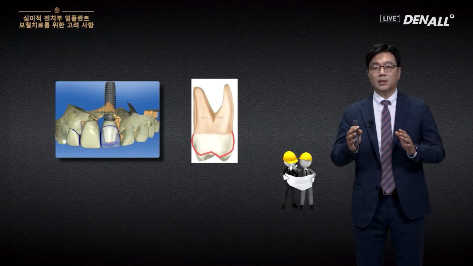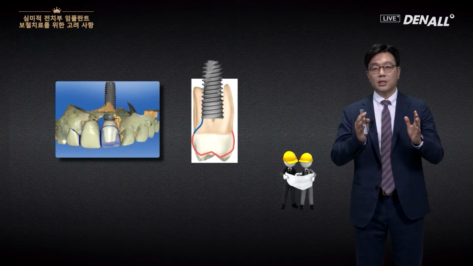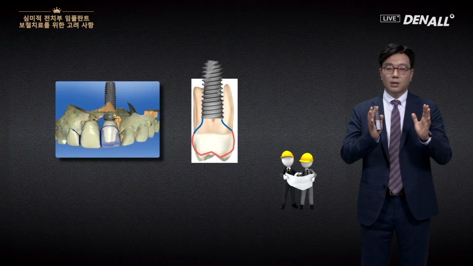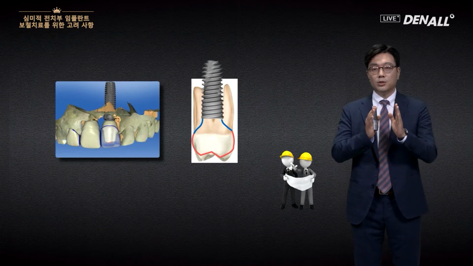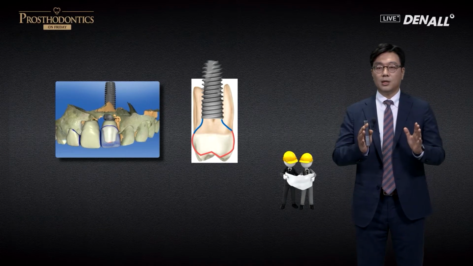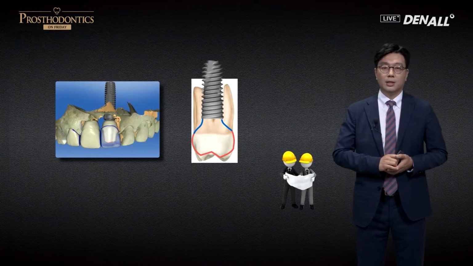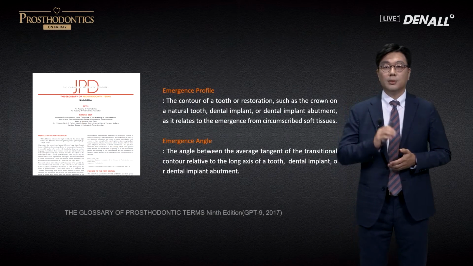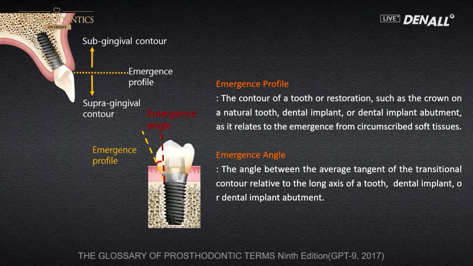As you know, implant is placed in a missing area. The clinical crown should be estimated when placing an implant. Clinical crown needs to be designed in that respect. We need to concentrate on the position of the implant and clinical crown. There is a transitional part between those two. Sometimes it is called an emergence profile or emergence angle. Emergence profile refers to the shape, and emergence angle refers to the angle between the average tangent of the transitional contour relative to the long axis of a tooth. So those two words are used.